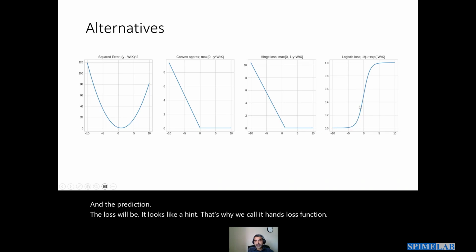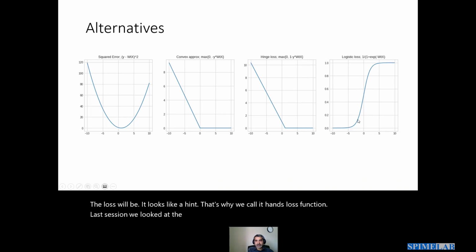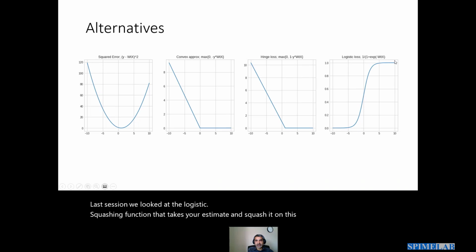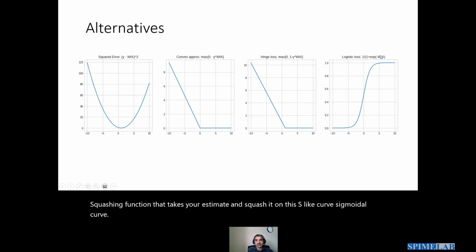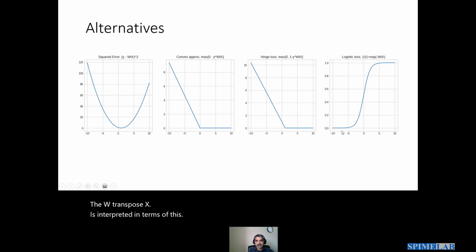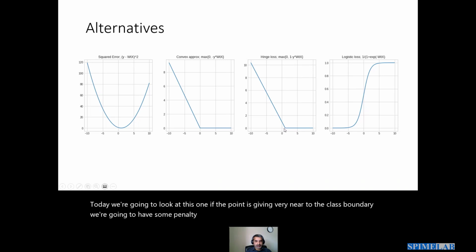Last session, we looked at the logistic squashing function that takes your estimate and squashes it on this S-like sigmoidal curve. So W transpose X is interpreted in terms of this sigmoid function. Today we are going to look at this one. If the point is very near to the class boundary, we are going to have some penalty, a small little loss for that.